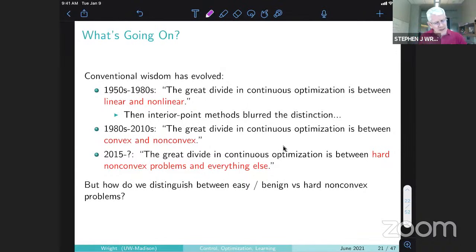And then I'd say from the 1980s through the 2010s, the great divide was between convex and non-convex. That came partly out of the Nemirovski-Yudin book on complexity of convex optimization from 1983, where they basically say, non-convex, forget about it. We can't say anything about complexity. Let's just focus on convex. And then Boyd and Vandenberghe have their book from the early 2000s that basically adopts the same viewpoint. Their book is called Convex Optimization. But now I think that conventional wisdom is changing again. Now we're seeing the great divide in continuous optimization is between non-convex problems that really are hard to solve and everything else. Everything else includes convex optimization and non-convex problems that are easy to solve. But how do we make the distinction between the easy non-convex problems and the hard ones?